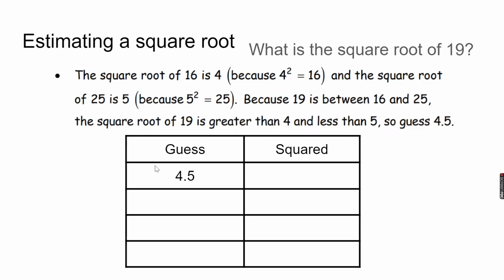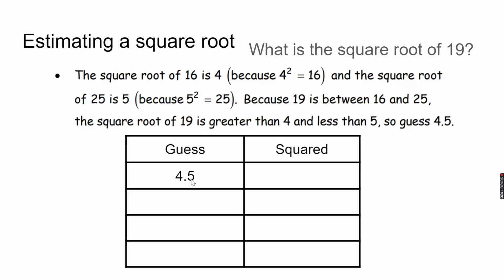So we're always going to start off in the middle. So I'm going to start off by guessing 4.5. So we can automatically know what that first number is by looking at what two perfect square roots it's between. And then we're always going to guess 0.5.